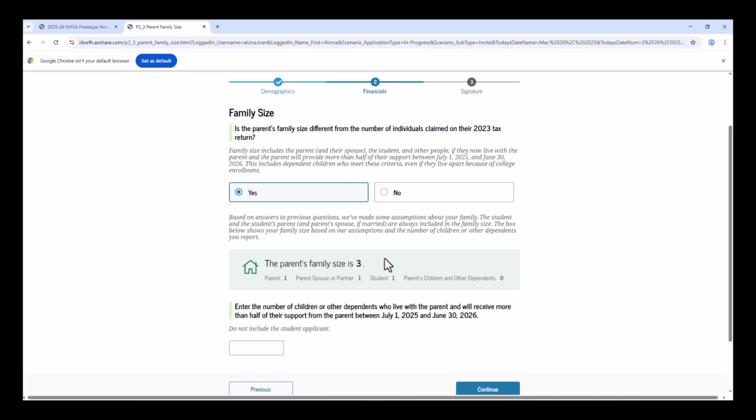So as you can see here, it says a family size of 3, depending on the dependents that you claim. So if this is not the accurate family size, you can change it. So for example, let's say you have an additional child that is living with you, and your family size is 4. You will enter in 1 to make it 4. You will not put in 4 because it's going to make it 7. So we're going to put in 1, make it 4, and continue.